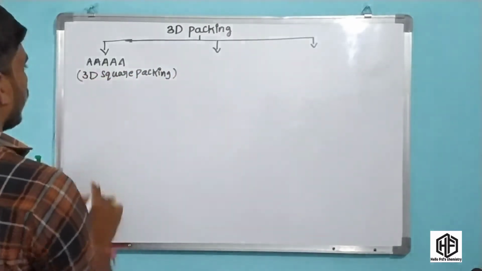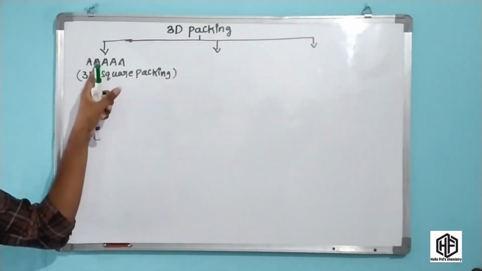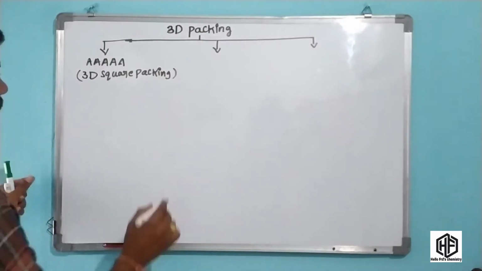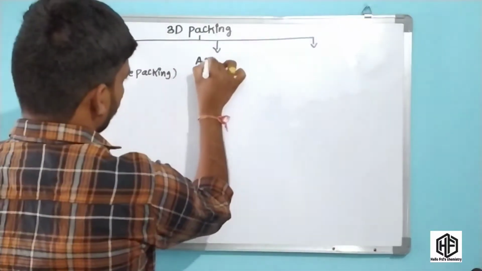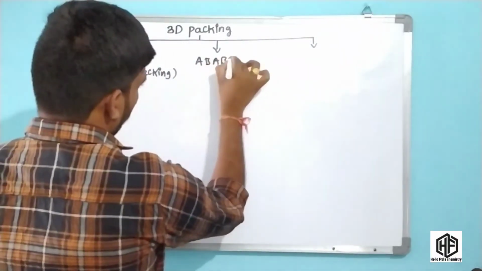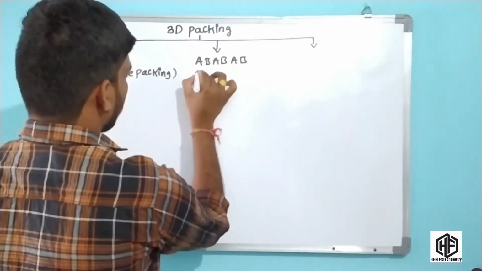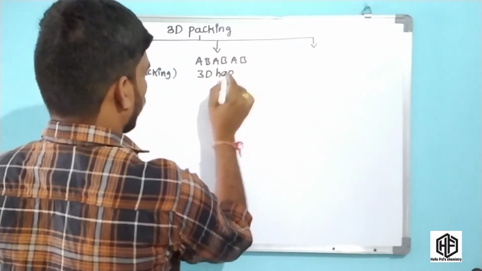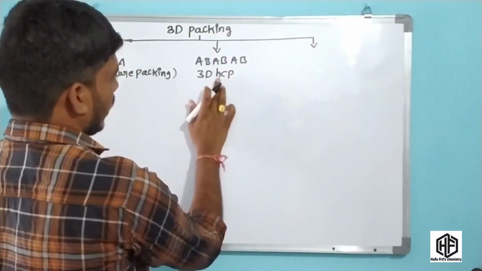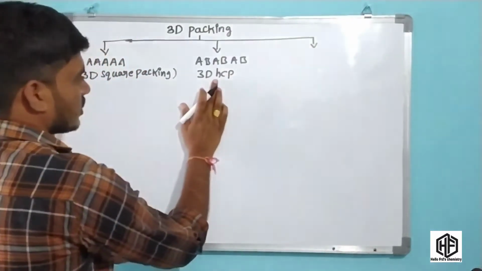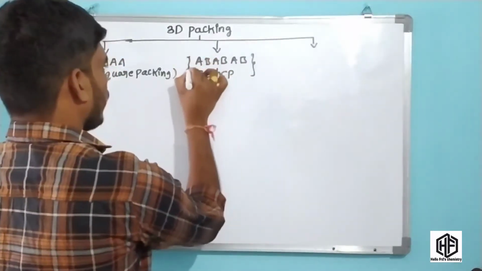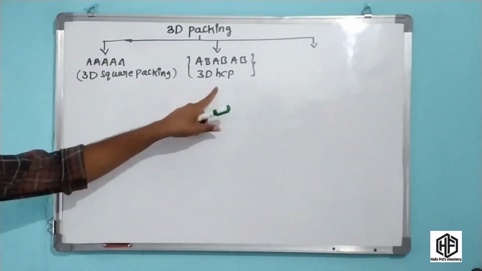Okay friends, this is called three dimensional square packing. This is the A type packing. And the next important one is AB, three dimensional hexagonal close packing. Okay friends, this is called three dimensional HCP, three dimensional hexagonal close packing. This is the AB type of close packing.